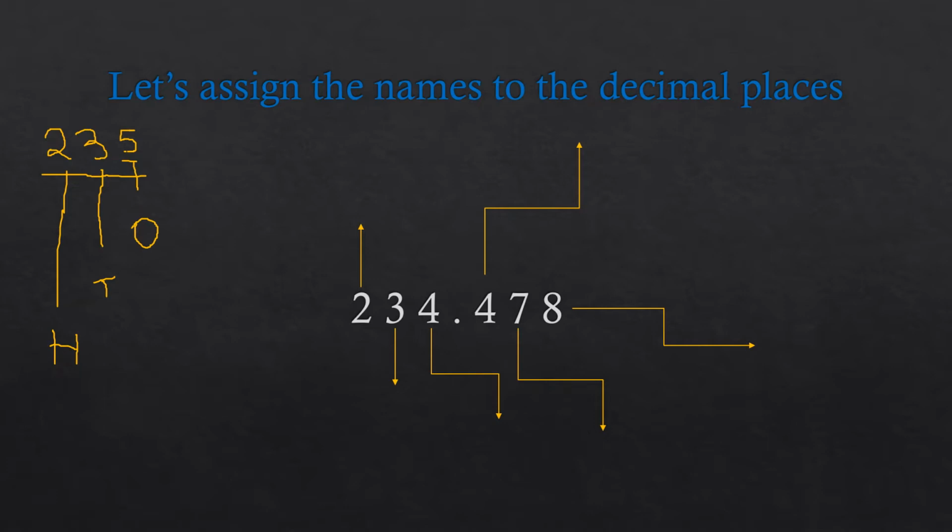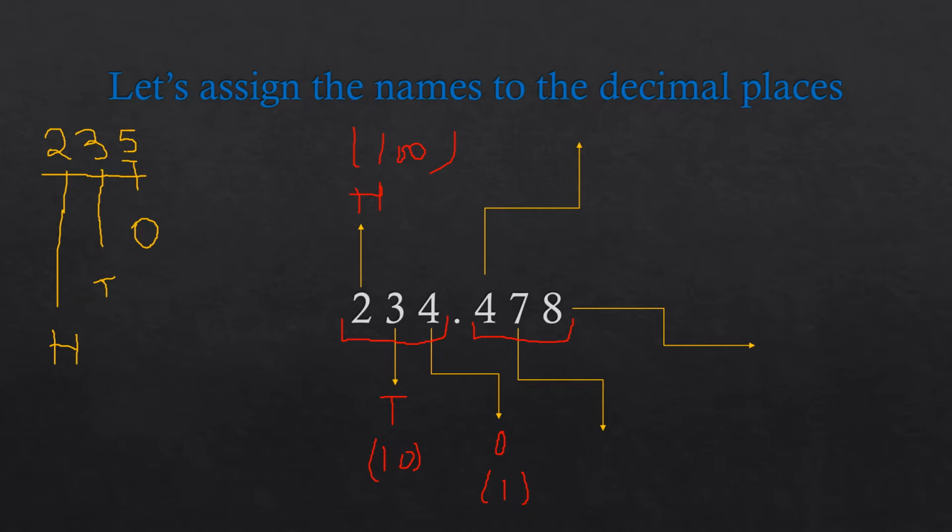But when it comes to a decimal number, we are having two parts: a whole part and a decimal part, right? For the whole part, we already know we are having 234. 4 is at ones place, which is simply represented as 1. 3 is at tens place, simply represented as 10, and 2 is at hundreds place, simply represented as 100. But when it comes to decimal places, let's see how these decimal places are assigned.